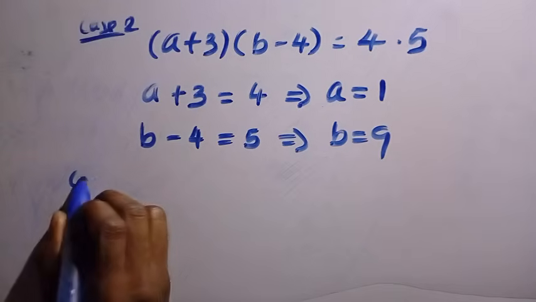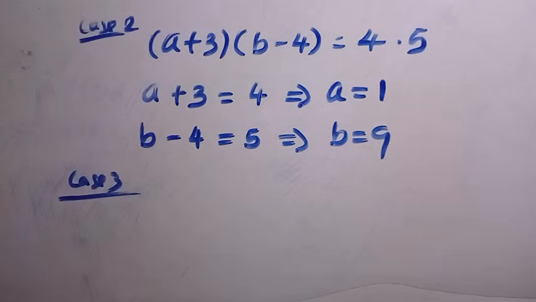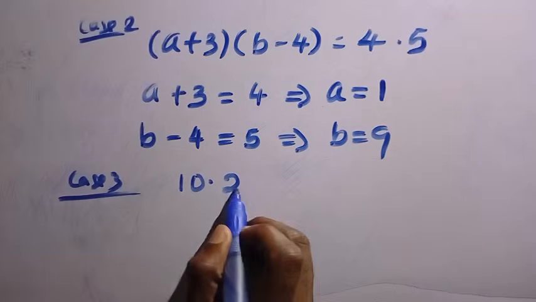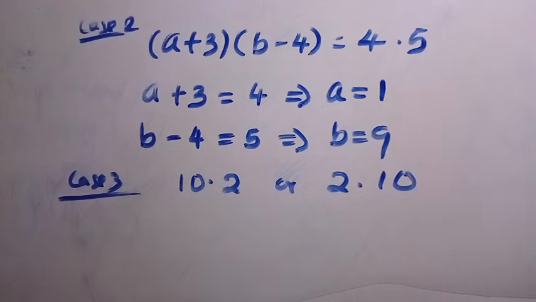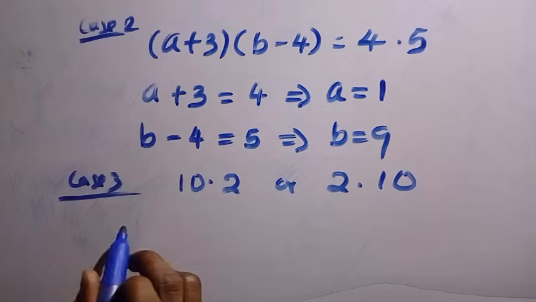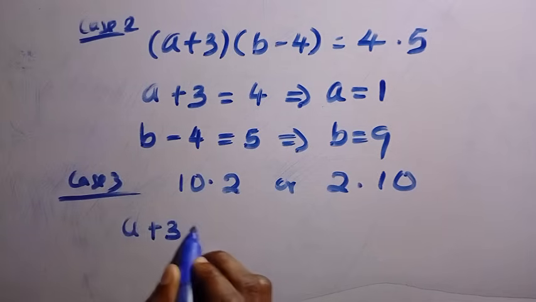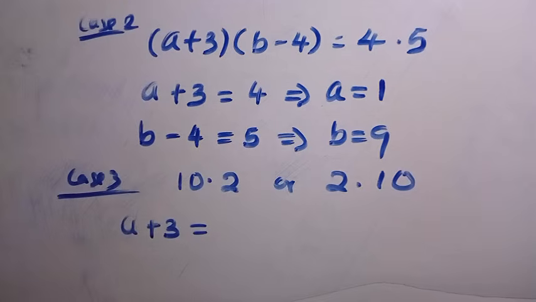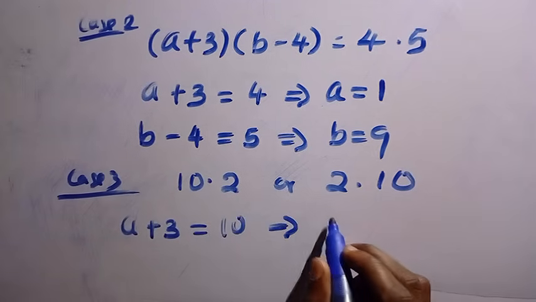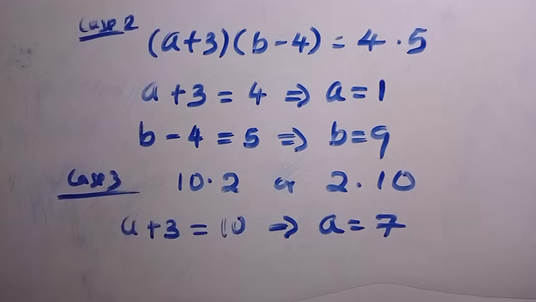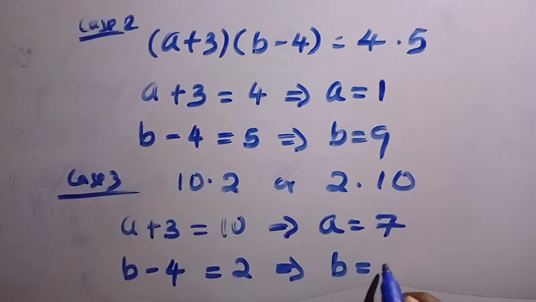Then for the third case, that is when we have 10 multiplied by 2, and the fourth case, 2 multiplied by 10. For the first one, we have A + 3 = 10, and this implies that A equals 7. Then we have B - 4 = 2, which implies that B equals 6.